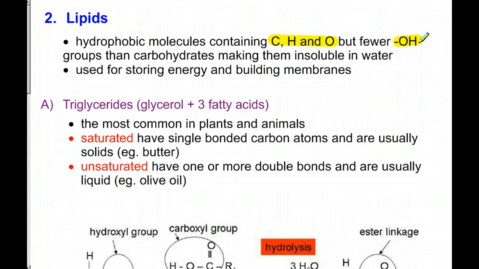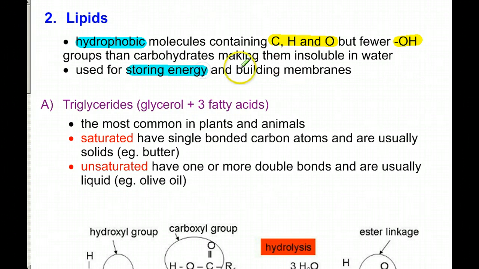And the other main difference between lipids and carbohydrates is that carbohydrates are hydrophilic, so they are water-loving, meaning that they will mix with water. And you know that from dissolving sugar in water. Whereas lipids are hydrophobic. So I'll highlight that here. And if you think about lipid, an example could be oil. When you try to mix oil with water, they don't mix. And that's due to their chemical makeup. So they don't love water, they don't mix with water. Carbohydrates do. Okay, so lipids, the importance of lipids is used for storing energy and building membranes.